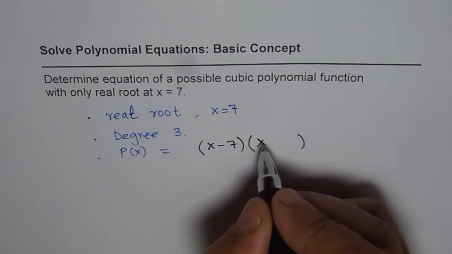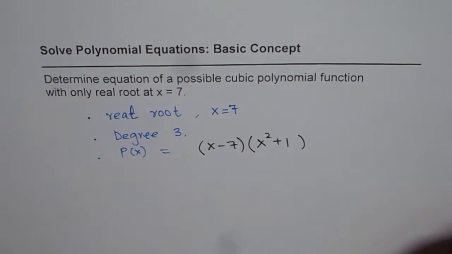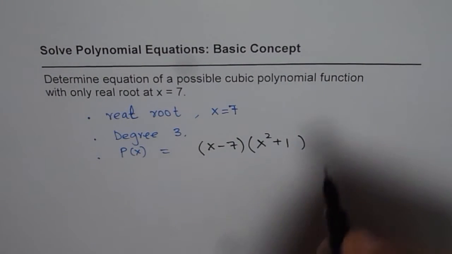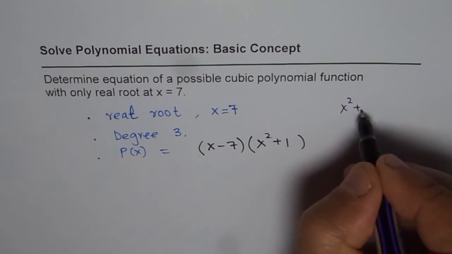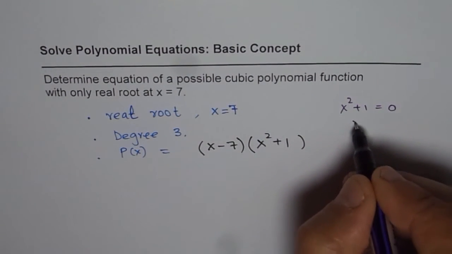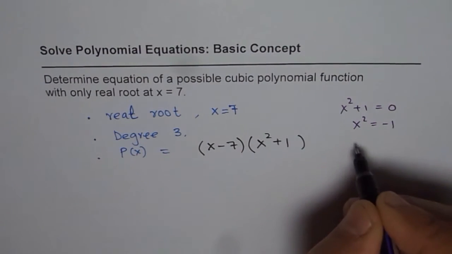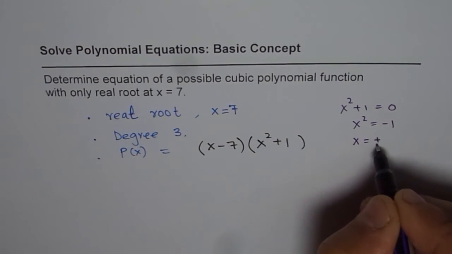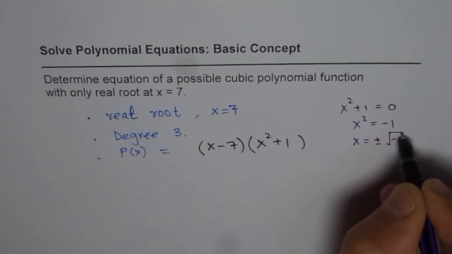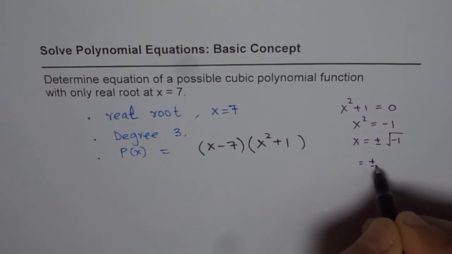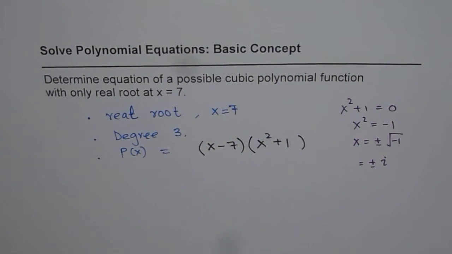Simplest example is x squared plus 1. That is the simplest example, since if you solve x squared plus 1 equals 0, you get x squared equals minus 1, or x equals plus minus square root of minus 1, which is plus minus iota. So we get two imaginary roots, right?